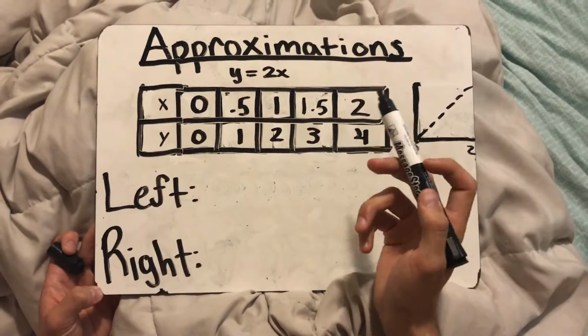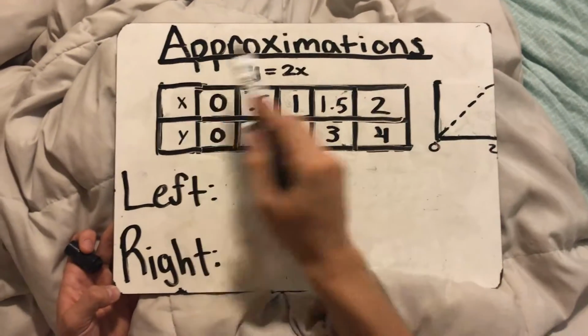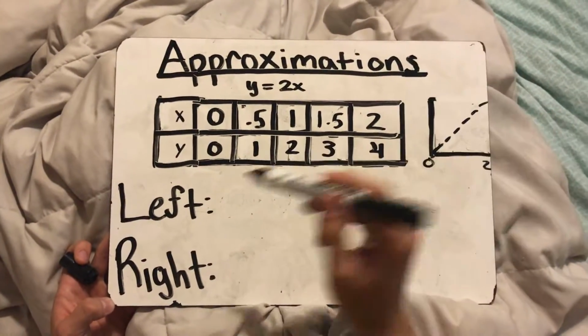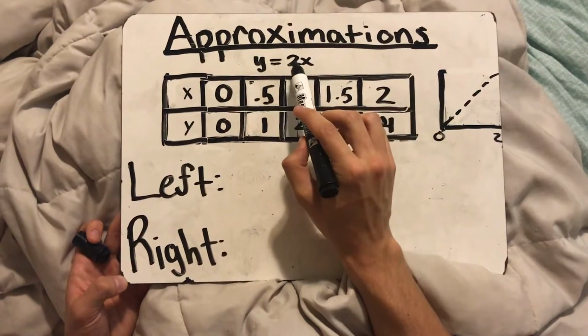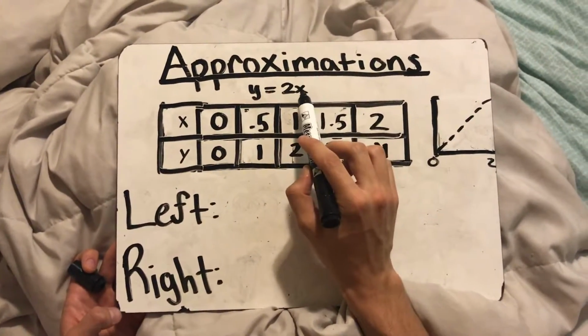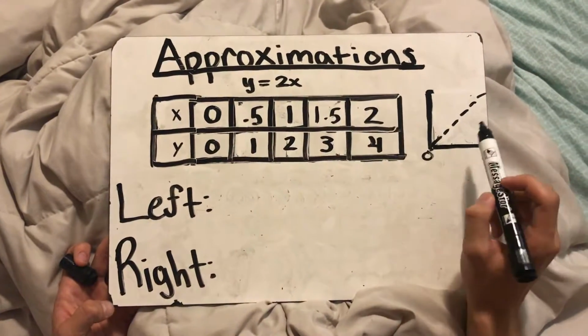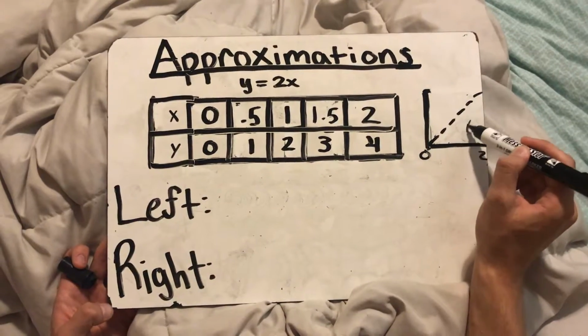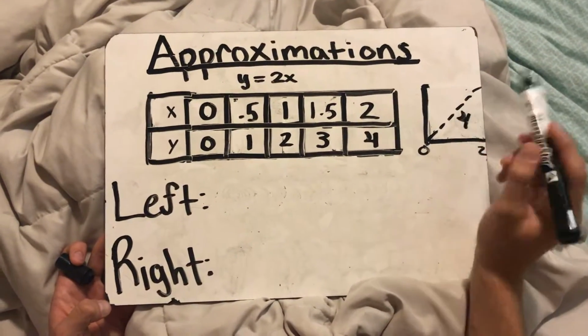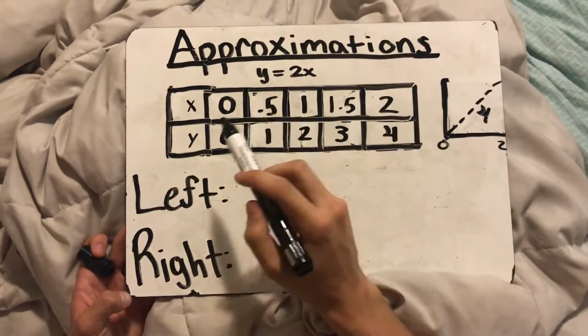Our third and final way to get area under the curve is by approximation, specifically with Riemann sums. And right here we have our table with the function from the last problem, 2x going from 0 to 2. And here's the graph right here, and the area under this curve we found to be 4, and we're going to compare it to this approximation method.